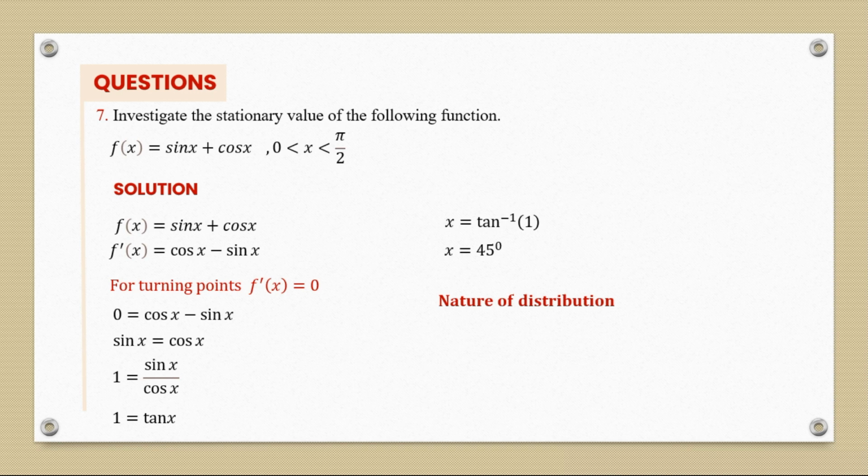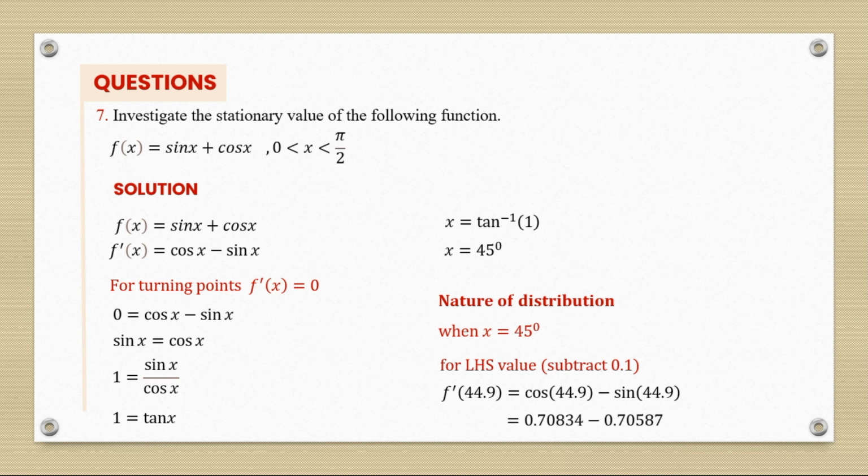Let's find the nature of this distribution. When x is 45 degrees, for the left hand side I'm going to subtract off 0.1. 45 minus 0.1 shall give me 44.9. So plug that in and I'll get 0.70834 minus 0.70587, of which at the end I'll have 0.002. So I can see that this value is greater than 0. Therefore we have a positive on the left hand side.